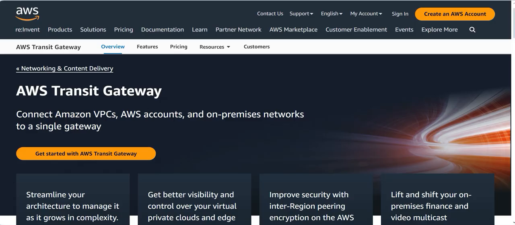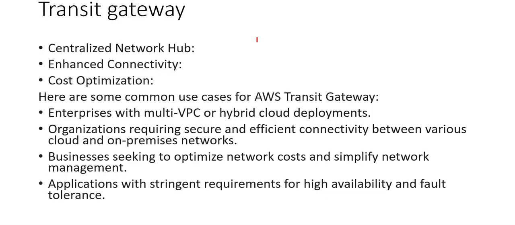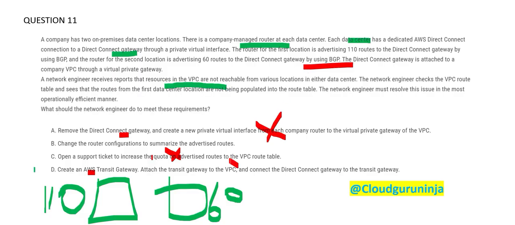See, you can use transit gateway to connect VPCs and on-premises networks. This is something where you have a hybrid cloud. Primarily its usage is for a centralized network hub, cost optimization, enhanced connectivity, and so on. So here are some of the use cases where we can use transit gateway. But this is not the use case where we can apply.